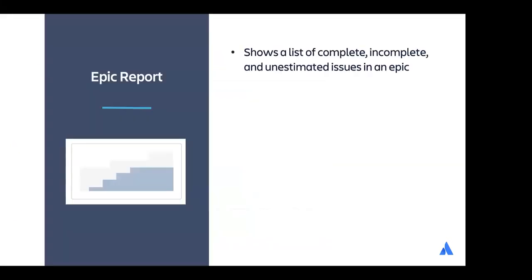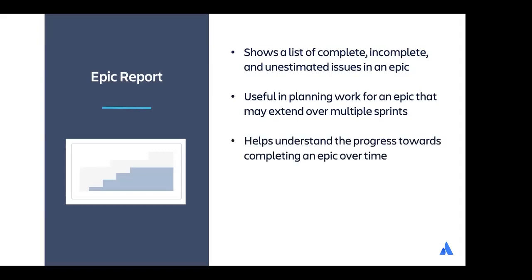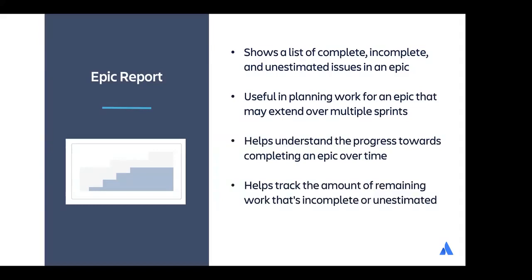Yep, so quick report. The epic report shows you a list of complete, incomplete, and unestimated issues in an epic. It's, again, useful for planning work for an epic that may extend across multiple sprints. You can understand the progress that's made toward completing an epic over time and track the amount of remaining work that's either incomplete or unestimated.